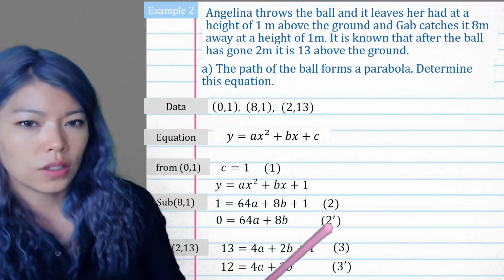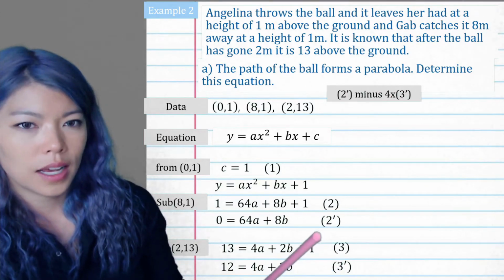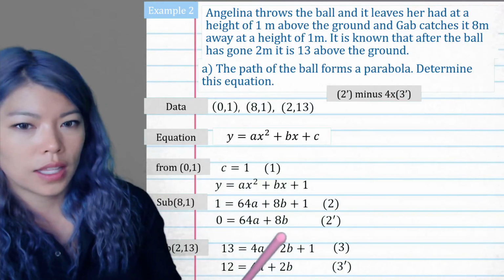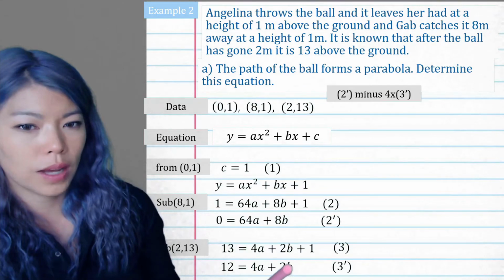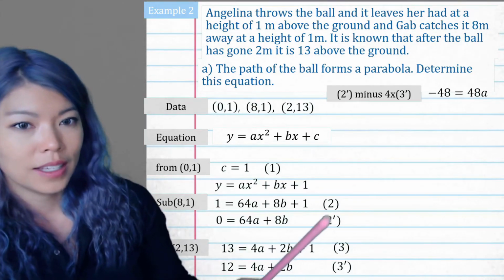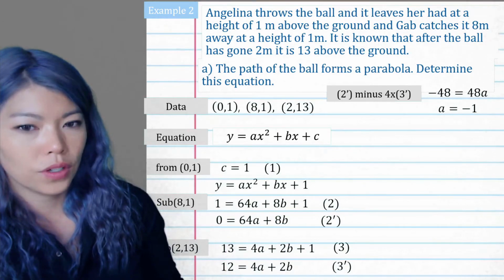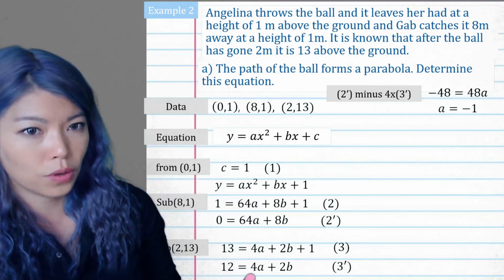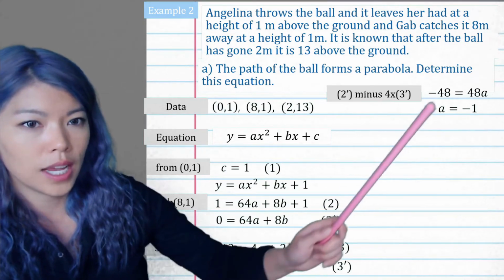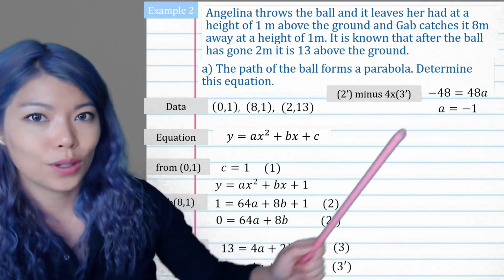Now we have these two equations. Let's do this second equation minus 4 of these. So 8b minus 4 times 2b would cancel out. So now we have 0 minus 4 times 12 is minus 48. And then 64 minus 4 times 4 gives us 48a. So a is equal to minus 1.